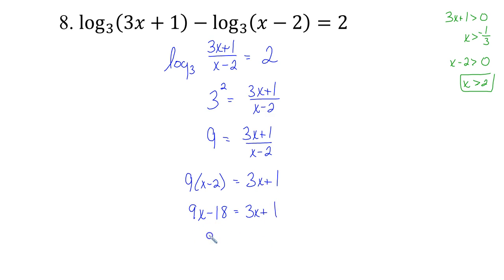Subtracting 3x from both sides, I get 6x on the left-hand side. Adding 18 to both sides, I get 19 on the right-hand side. And I divide both sides by 6. And I get x is equal to 19 over 6, which cannot be simplified. However, it is greater than 2. And so this is my only solution. Excellent.